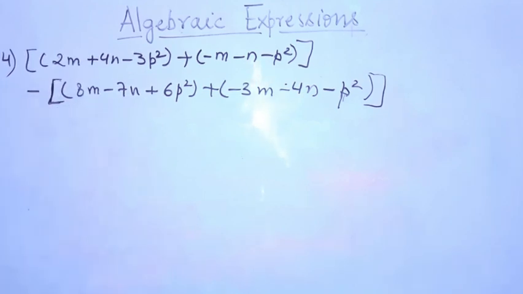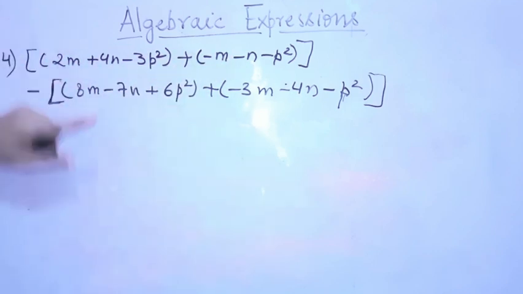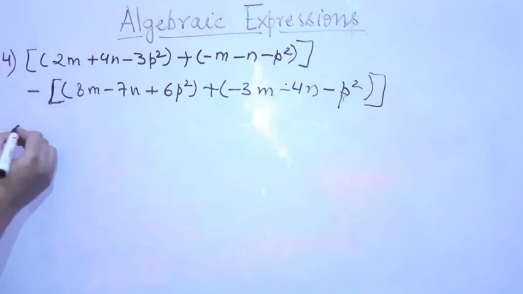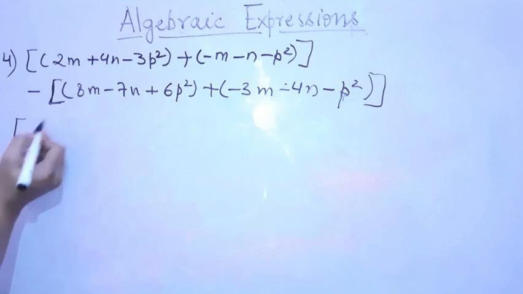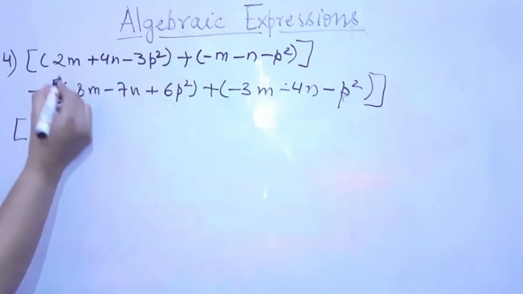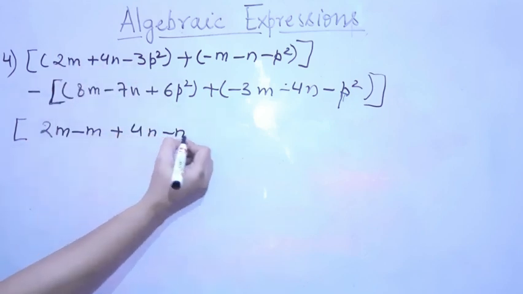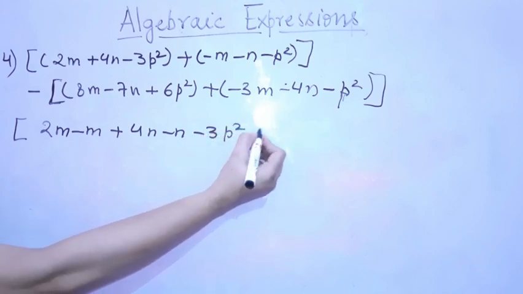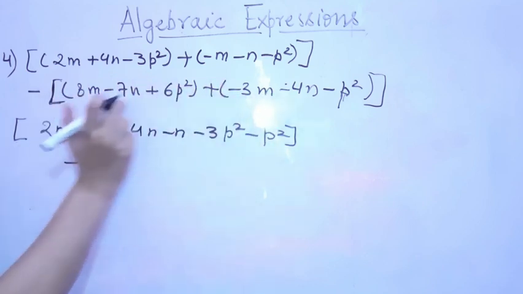Okay students, now as per the rule, we have to solve the things given in the bracket first. So firstly we will solve this bracket and then this bracket, then we will subtract both the sums. So 2m plus 4n minus 3p square, since there is a sign of addition, there is no need to open the bracket, the signs will be the same. Collecting all the like terms together, 2m minus m plus 4n minus n minus 3p square minus p square. We have to subtract it from the sum of this and this algebraic expression.